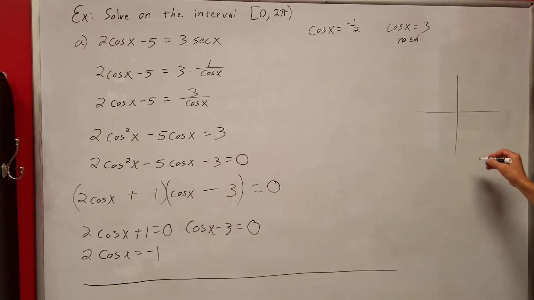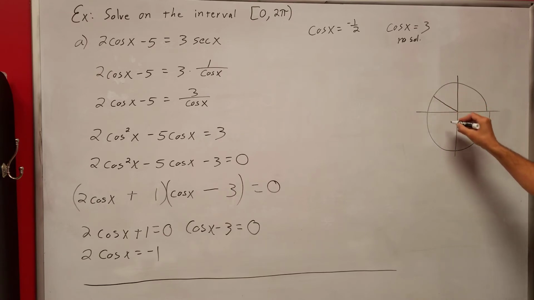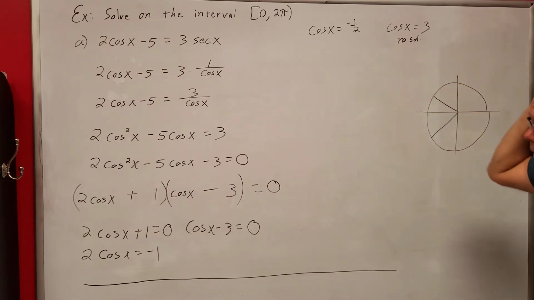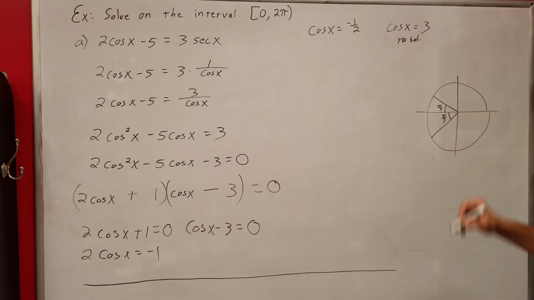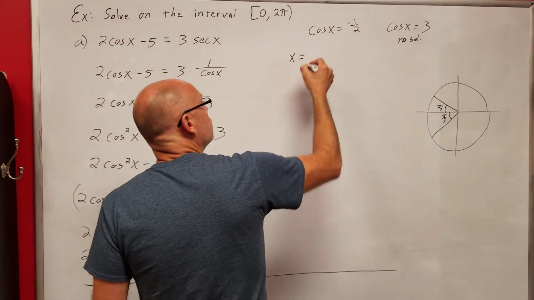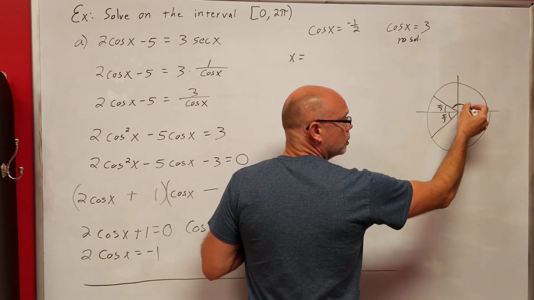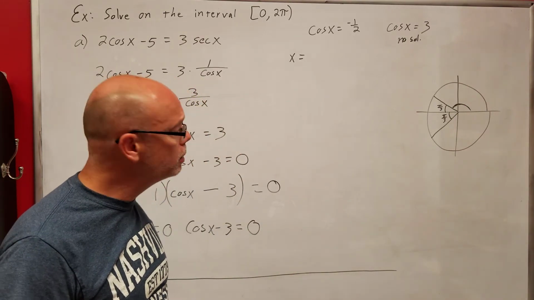Where's my cosine of x equal to negative 1/2? First of all, where's my cosine negative on my unit circle? My cosine is negative in quadrants 2 and 3, right? Where's my cosine at 1/2? That's at the angle pi over 3, right? So I have 2 reference angles here, pi over 3. So what are the angles I'm looking for here? I'm looking for actually this angle right here, right? What is that angle? That's pi back off pi over 3, or pi minus pi over 3.